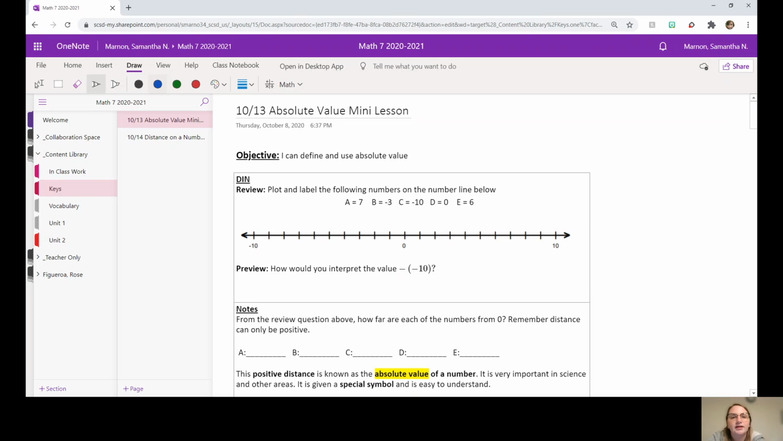Today we have a little mini lesson for you on absolute value. You should have covered absolute value in 6th grade, but in case you forgot or you need a reminder, we're going to do just a little lesson together right now. So our objective today is I can define and use absolute value.